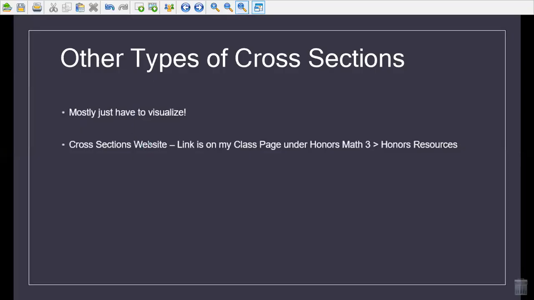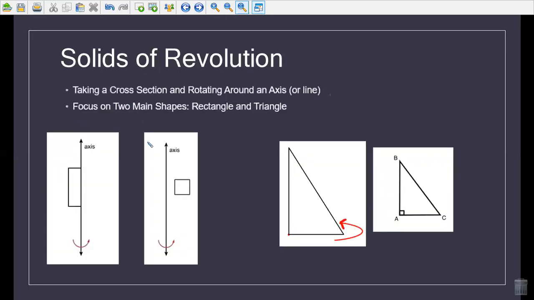All right. Now we're going to use these cross sections for the next part, which has to do with rotating solids, or solids of revolution. That means we're taking a cross section and rotating it to get a 3D shape. So it's kind of the opposite of what we just looked at with our cross sections. We're going to focus on two main shapes, a rectangle and a triangle, but you do have to be able to apply this idea with some non-traditional shapes.